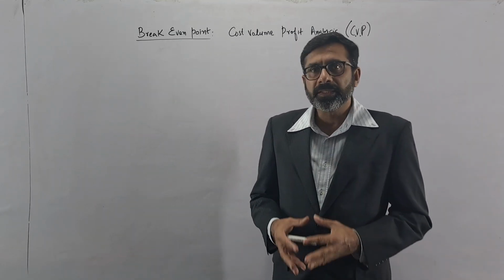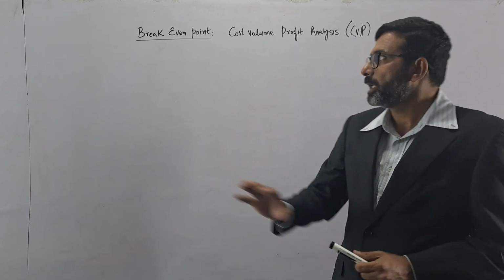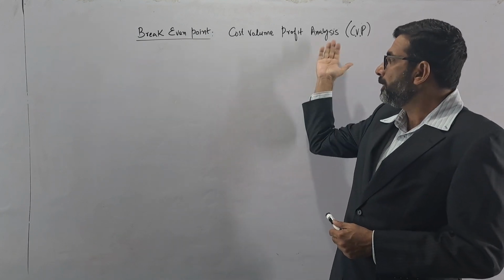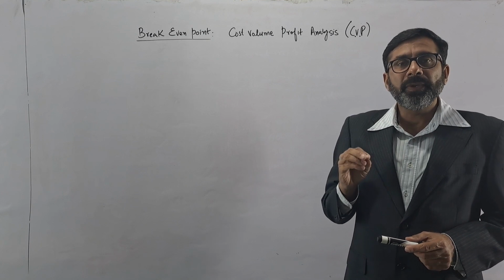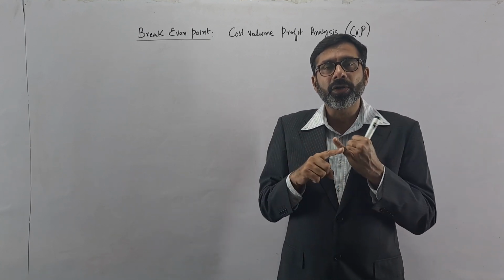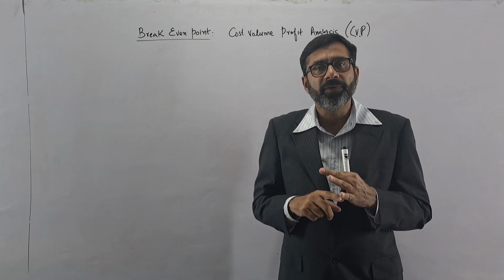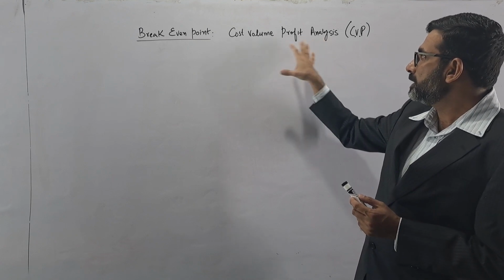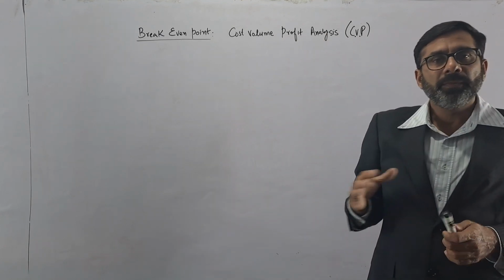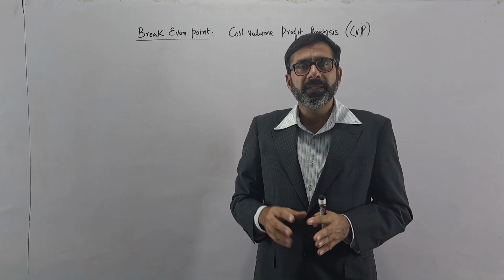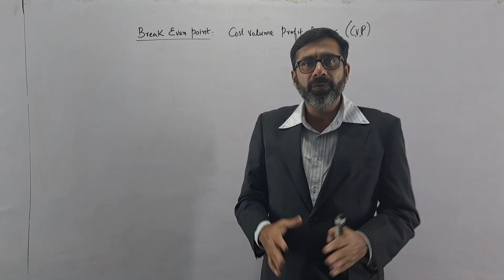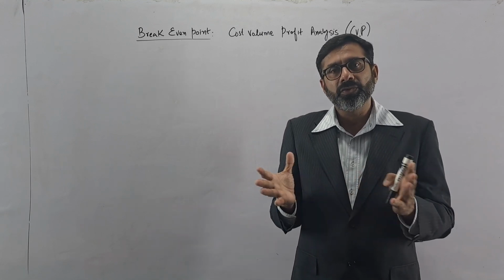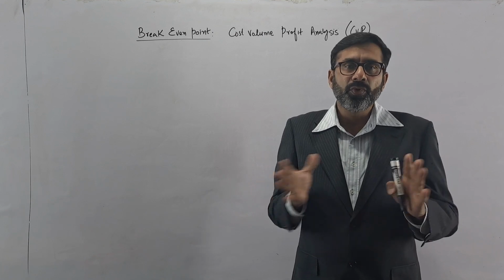Today we are going to discuss a very important concept, the break-even point. This is also called the CVP analysis. CVP means the three ingredients are there: the cost, the volume, and the profit. So the main topic is the CVP analysis, or cost, volume, profit analysis. But in that analysis, the main focus is on the break-even point. So that's why some authors consider it a CVP analysis, but also a break-even point analysis. So both are okay.